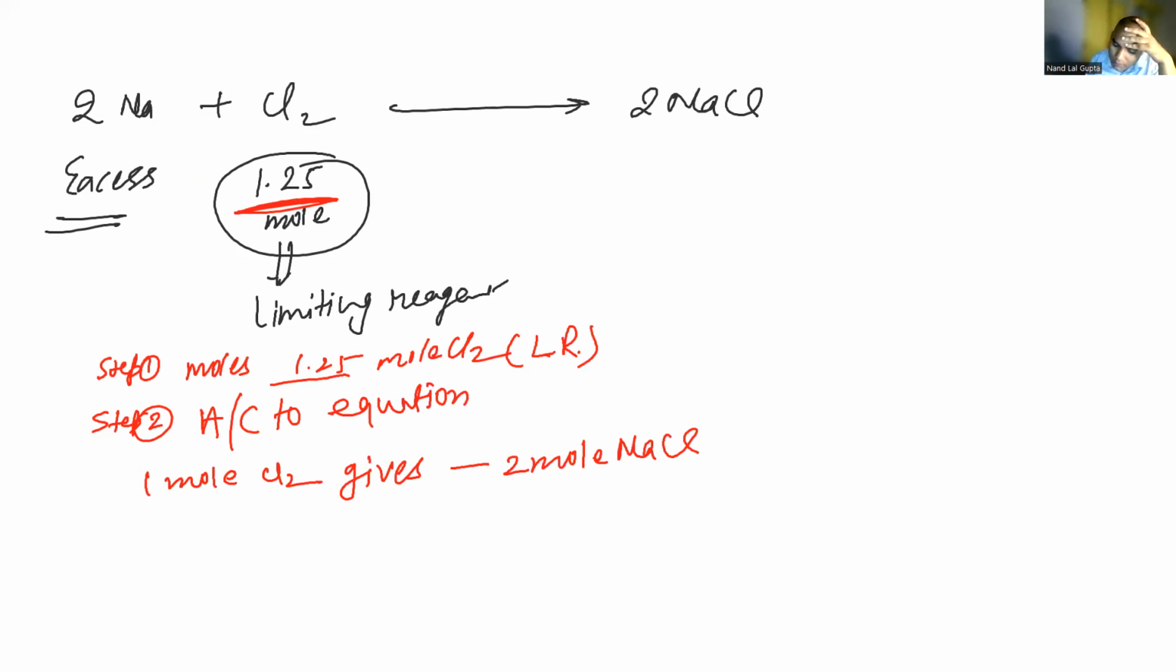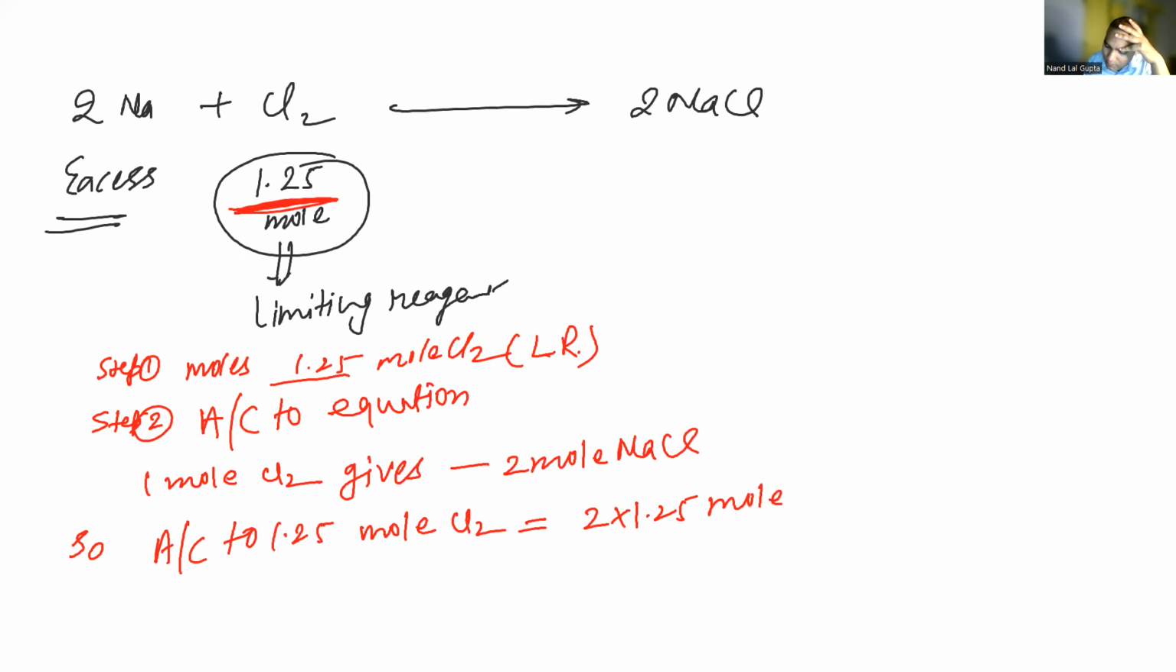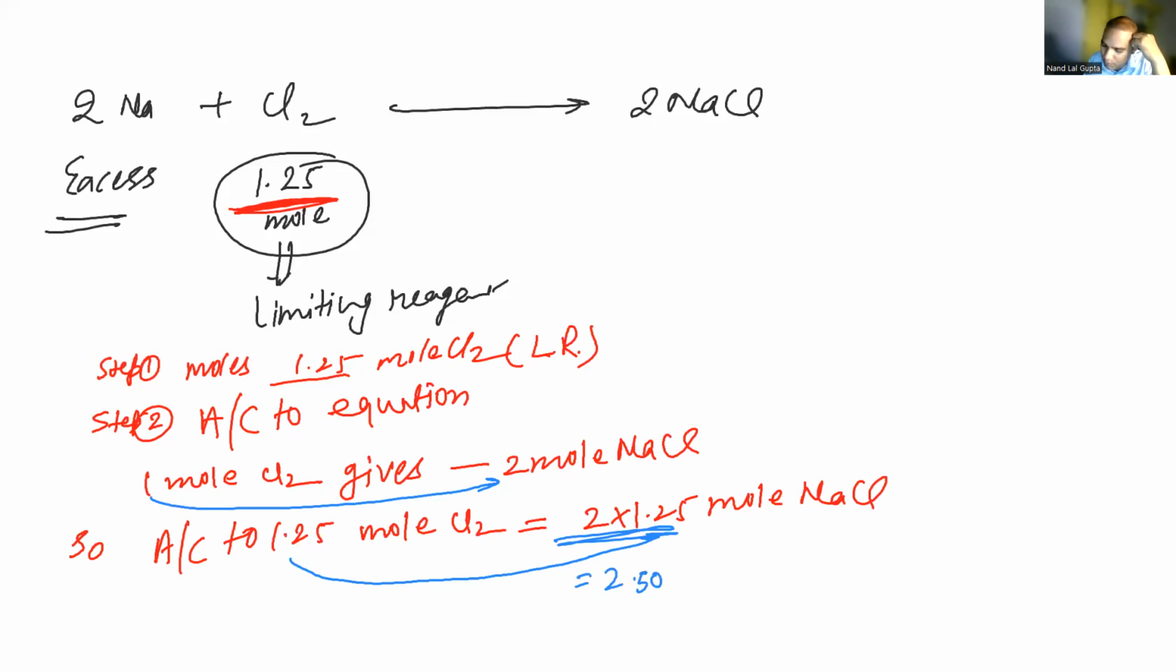Your available amount is 1.25 mole Cl2. So how much will it give? 2 into 1.25 mole NaCl, because 1 mole gives 2 mole. So you have to multiply 1.25 by 2. It is going to be 2.50 mole NaCl. Now the amount they are asking, can you calculate the amount?